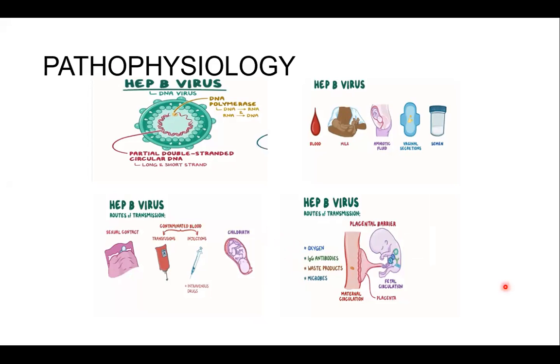So the main source for the virus can be found in the blood, milk, amniotic fluid, vaginal secretions, and semen. Routes of transmission include sexual contact, contaminated blood following transfusion and injections with contaminated needle. So the latter being common in people who use intravenous drugs. It can also be passed from infected mother to fetus during childbirth. Next, please.